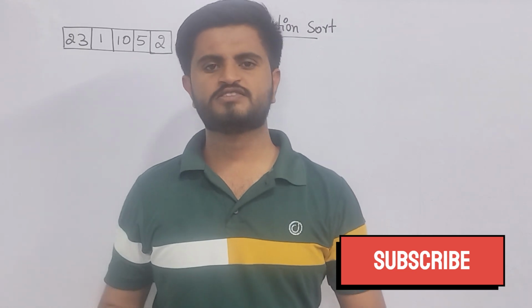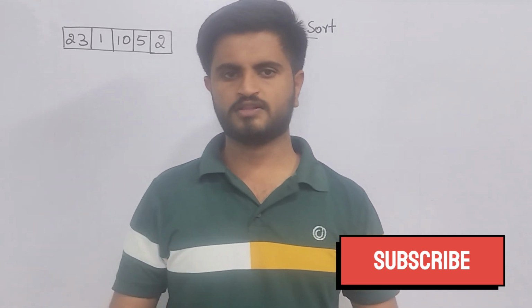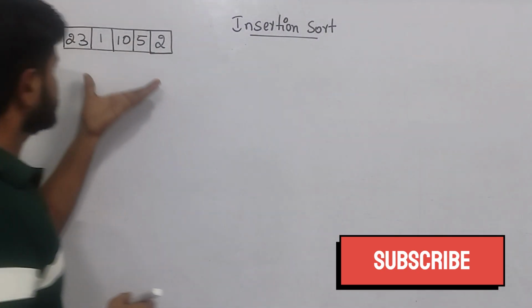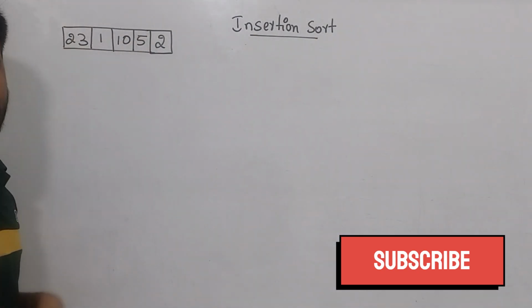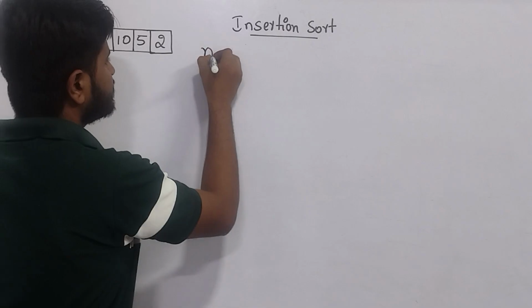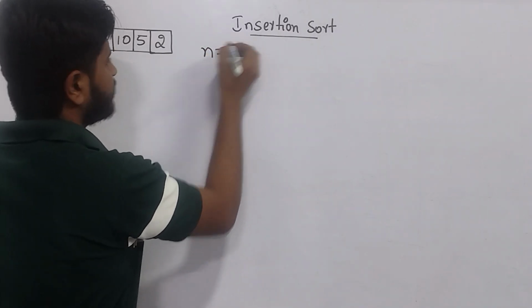Hello everyone, in this video let's discuss how to solve the insertion sort problem easily. Now if you see, there will be given a list of elements. So how many elements are there? 1, 2, 3, 4, 5. So total n is equal to 5.